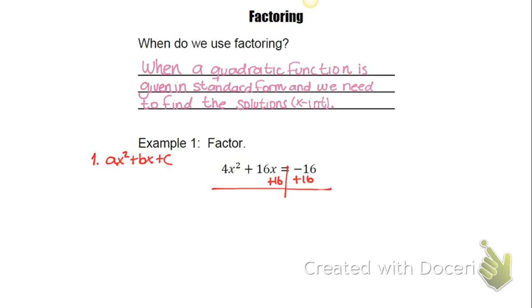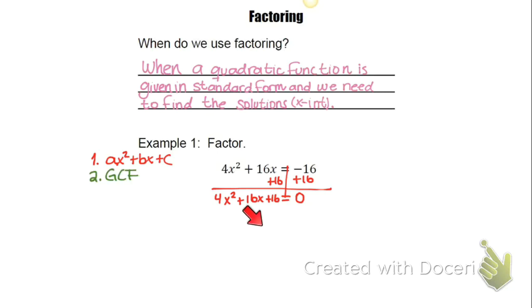Now I cannot combine 16 with 4x squared or 16x because they're not like terms. So now we're going to bring everything else down. 4x squared plus 16x plus 16, and we're going to put that equal to 0 because negative 16 plus 16 is 0. Now, step number 2, we need to check if we can find a greatest common factor.